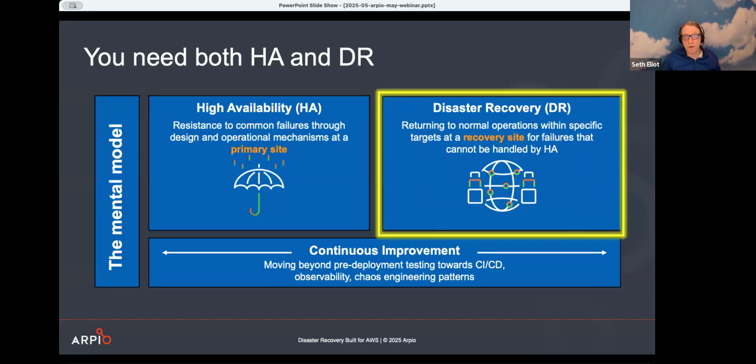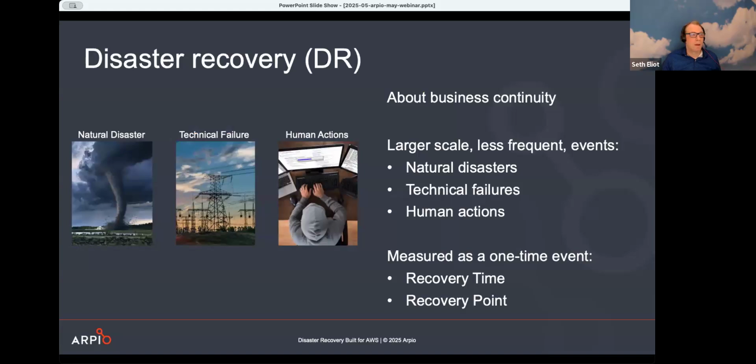The third part, also important, is continuous improvement, chaos engineering, observability, et cetera. But we're going to focus on disaster recovery today. So let's talk about disaster recovery.